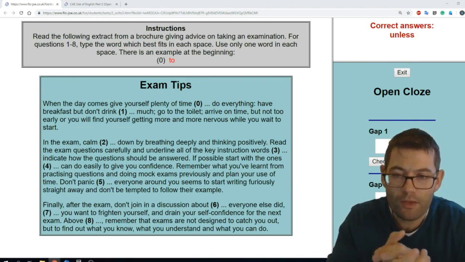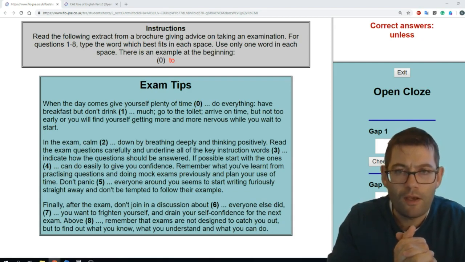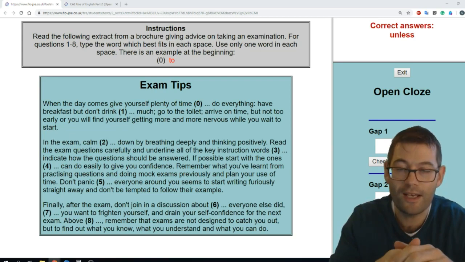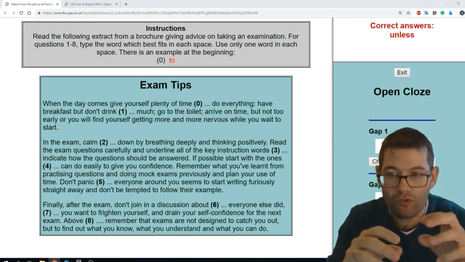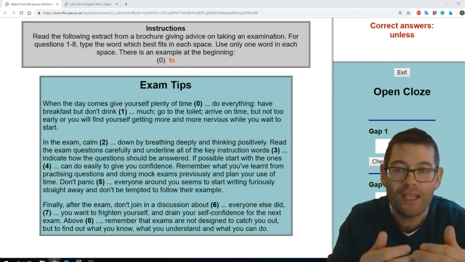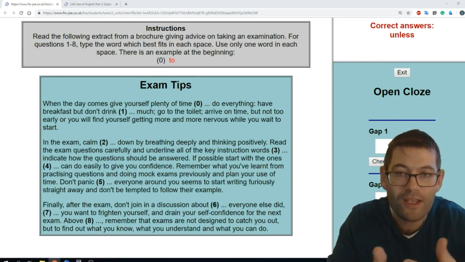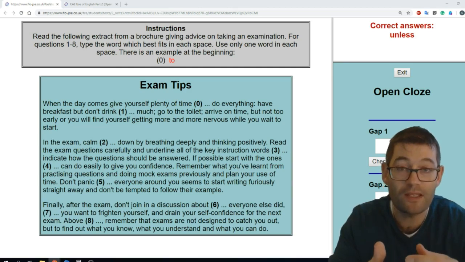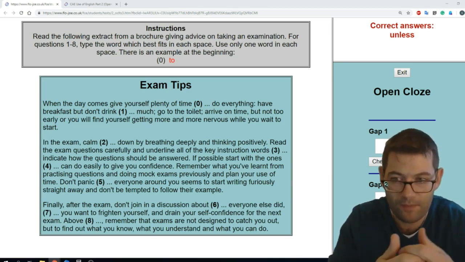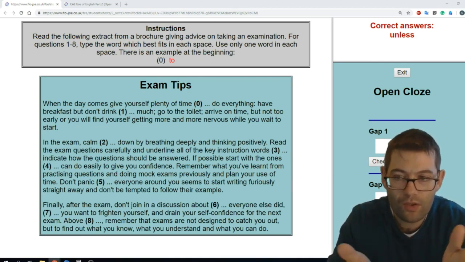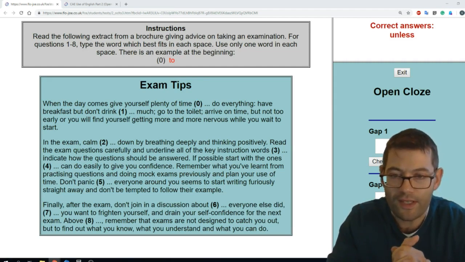Have breakfast, but don't drink much. What's this sentence trying to say? The sentence is trying to say don't go crazy with drink. In other words, it's saying avoid drinking. There's no other way to explain this without giving you the answer. Avoid drinking too much. So we have to use the adverb here, too, which means an excessive amount or too much of something. And that's exactly what this is trying to say here. But so don't drink too much. Go to the toilet, arrive on time, etc., etc., etc.